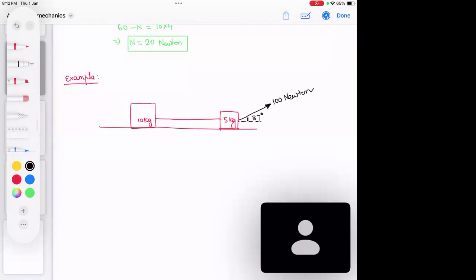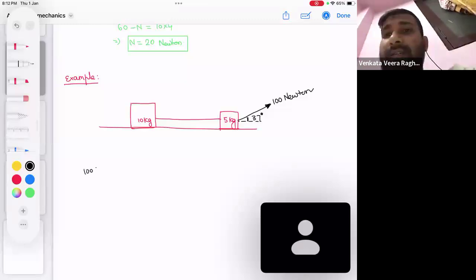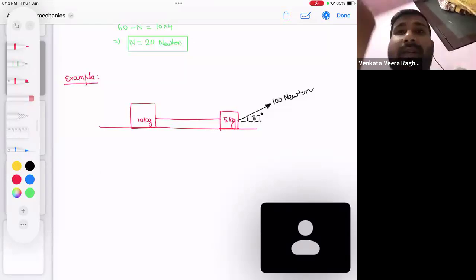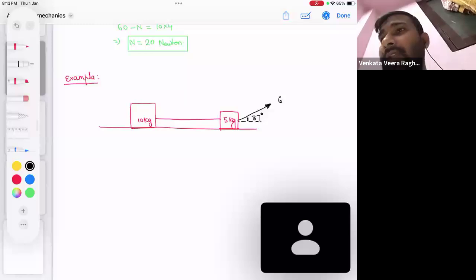Let's make sure that it does not get lifted. 100 cos 37 is 4 by 5, 80, and 60. No, we have to reduce this force. Otherwise, this block will be lifted. Let's make this force 60 Newton. Don't take it as 100 Newton, otherwise you will see this 5 kg block will be lifted. Take it as 60 Newton.